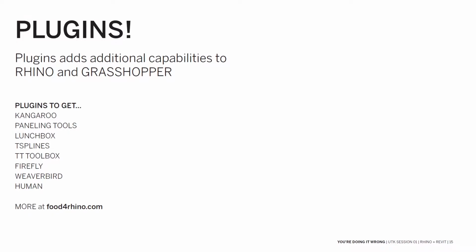Plugins for Grasshopper further augment its abilities. Plugins like Kangaroo, which is a physics engine, allow you to model gravity and forces, or Lunchbox, which allows you to subdivide surfaces in a number of ways, creating brick patterns, paneling patterns, things like that. Firefly and Weaverbird allow you to really enhance the modeling capabilities that you have. There are a number of them. One of my favorite websites is food4rhino.com, which has a whole catalog of those tools available.